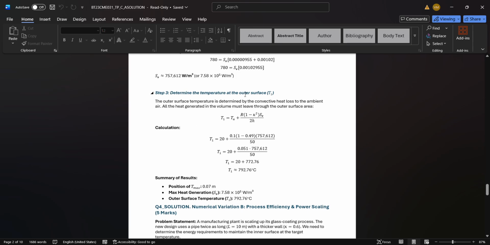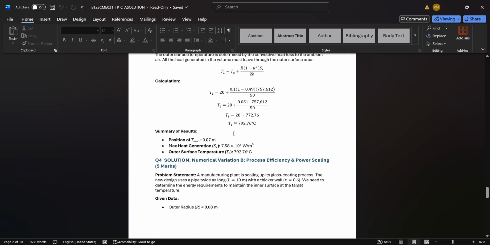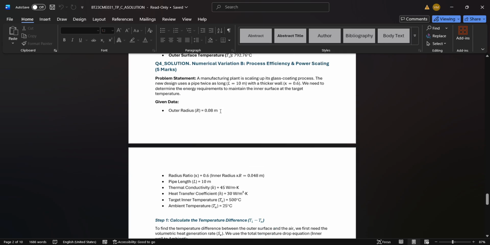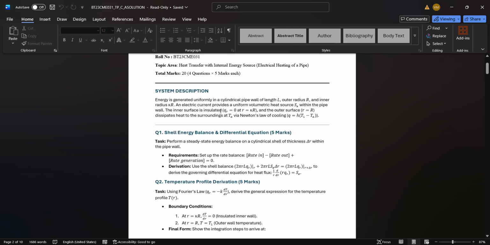So the next question is to determine the temperature at the outer surface. We have the equation of the temperature profile, and we have everything given in the question in the form of values. So we will put everything in the equation and get T1. And next is our question number 4.